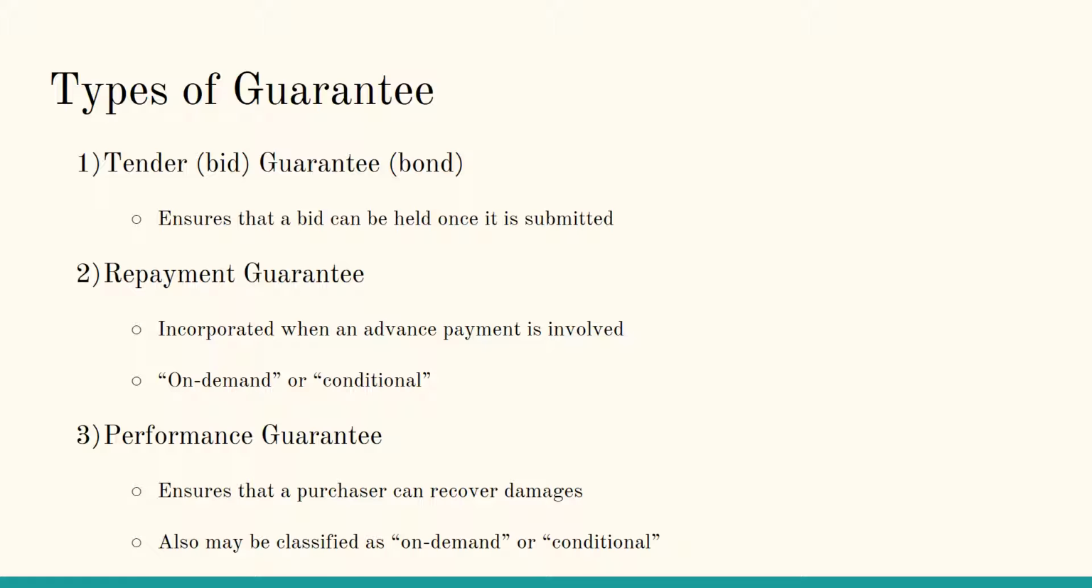Repayment guarantees are usually incorporated where an advance payment is involved. They can either be on-demand or conditional. An on-demand bond permits the purchaser to invoke the guarantee without having to establish default, while under a conditional guarantee, the purchaser can only invoke the guarantee once the supplier has admitted a breach of contract or upon a ruling of court or an arbitration that the supplier is in default.